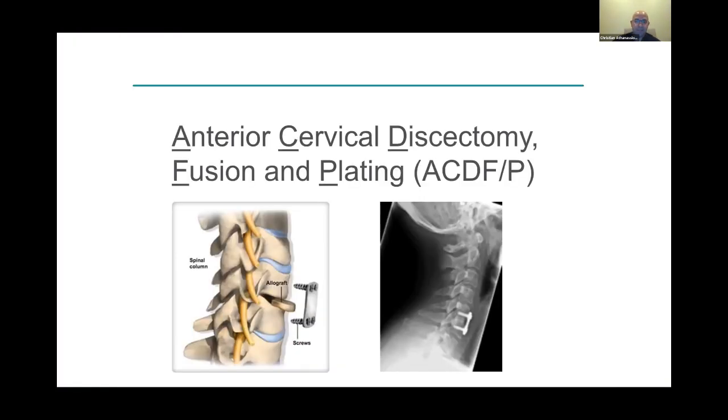So neck surgery often involves removal of the disc or the compression on the nerves or on the spinal cord and placement of an interbody spacer between the bones, promoting opening up the space of the nerve and stabilizing the spine.